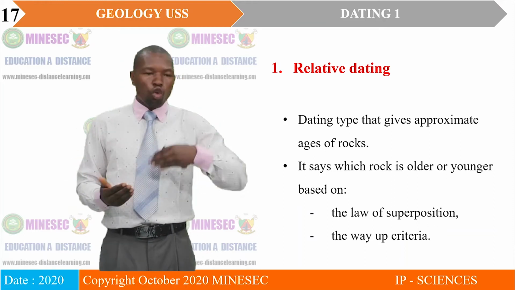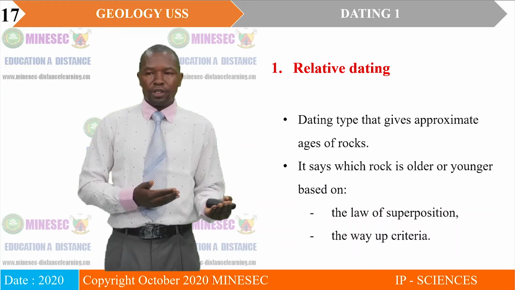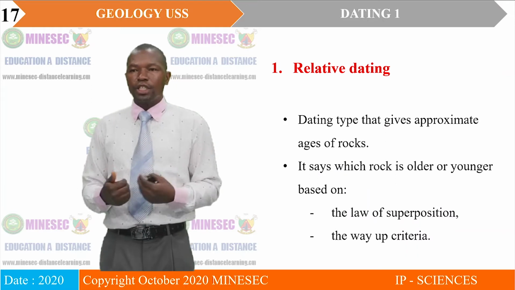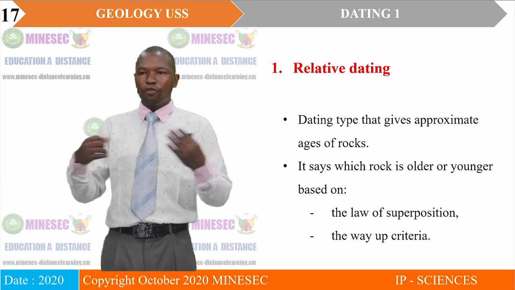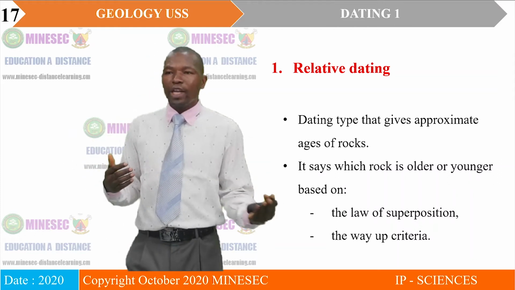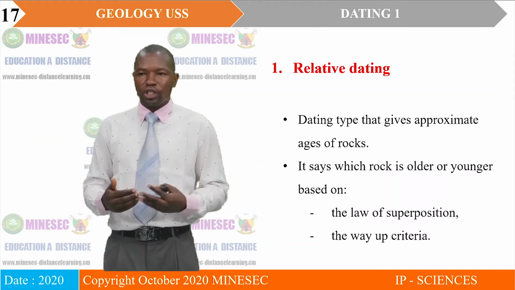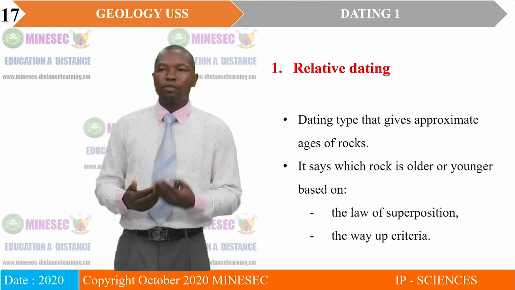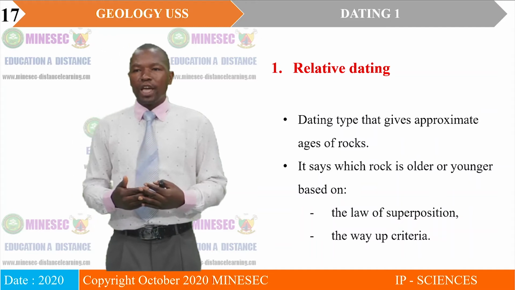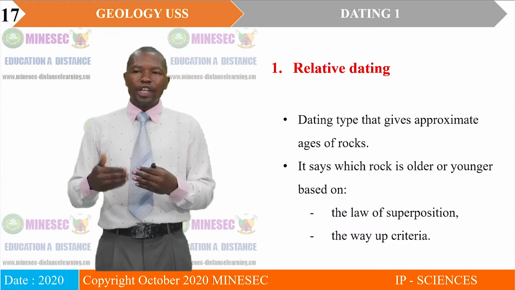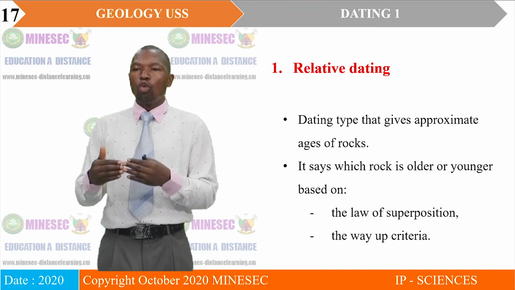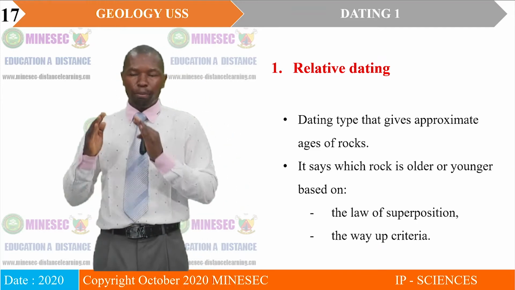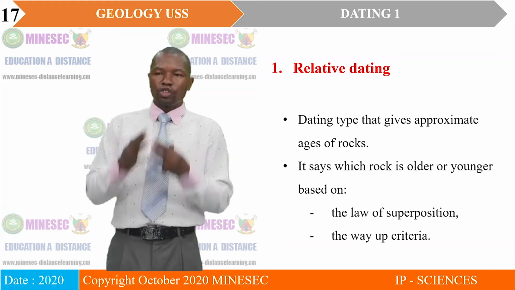You compare which event came first and which event came last. That is relative dating. Or you have geologic formations and you compare the two formations and see how the materials were laid down, beginning with which of them. Then, in relative dating again, it gives us which rock is older or which rock is younger. And this is based on some specific principles of stratigraphy.